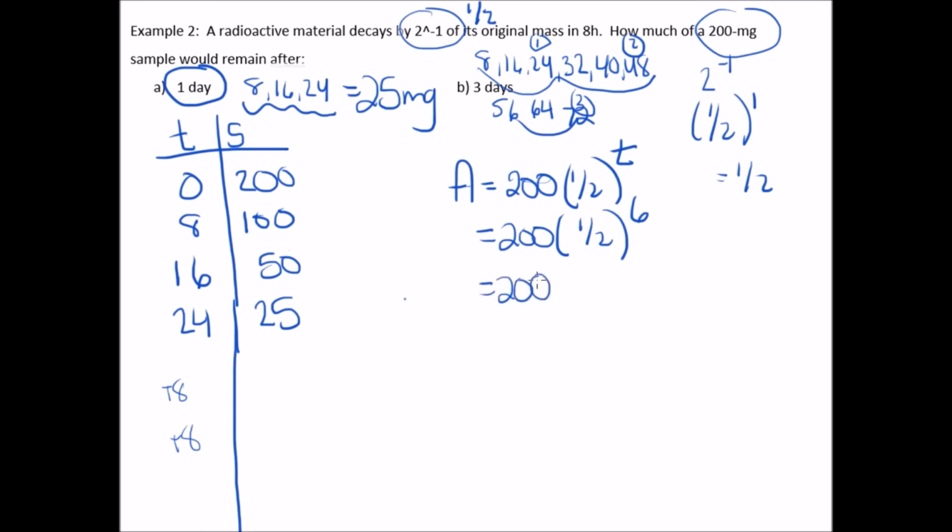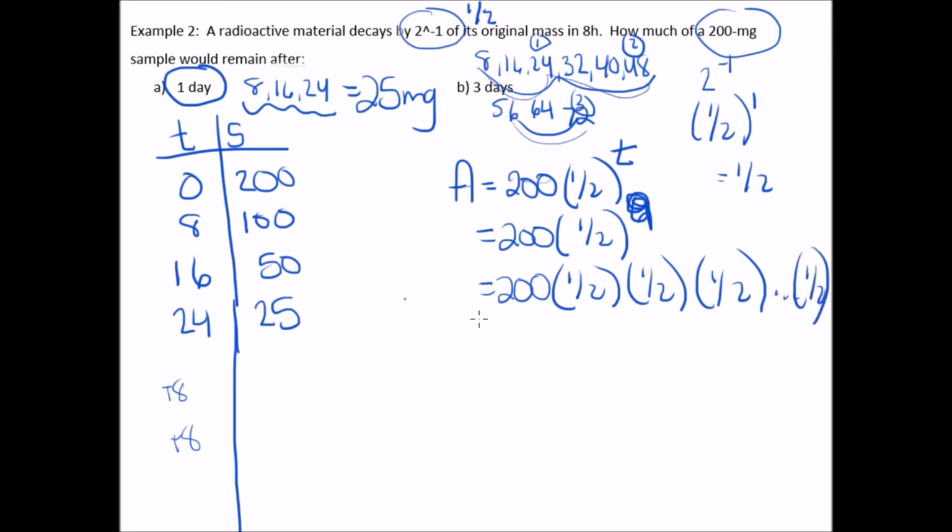It's basically like doing 200 and take 1/2 of that, and take 1/2 of that, and take 1/2 of that. 1, 2, 3, 4, 5, 6, 7, 8, 9. Oh sorry, 9. Okay, and we can write 1/2 9 times, but that's a little tedious. So we just write it 1/2 to the 9. And if we write that in our calculators, I'm going to get 0.390625 milligrams. And that's how much is left after 3 days.